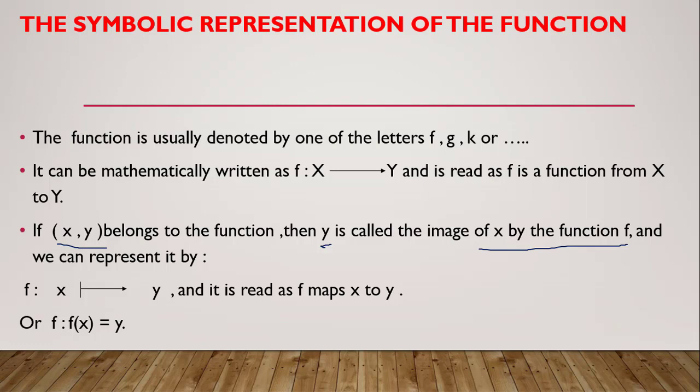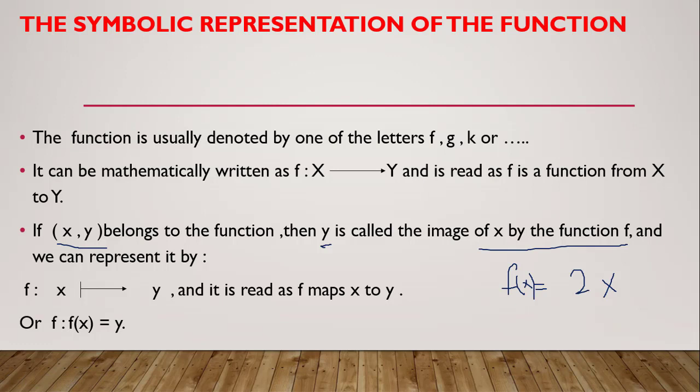For example, if you have a function f of x equals 2x. It means if you have x equals 1, so f of x will be 2. 2 times 1 is 2. So f of x here equals 2. f of x is the same as y, so y is the same as f of x. Okay, so the image of x, if x equals 1, is 2 times 1, which is 2. And the image is the same as f of x.